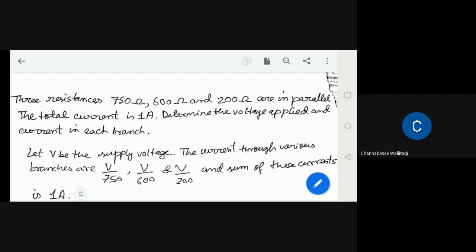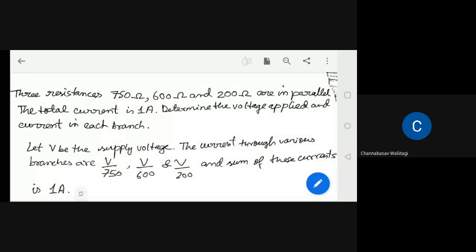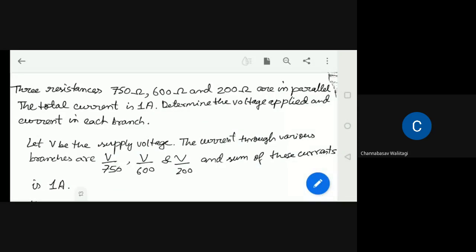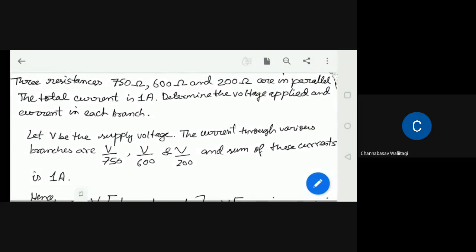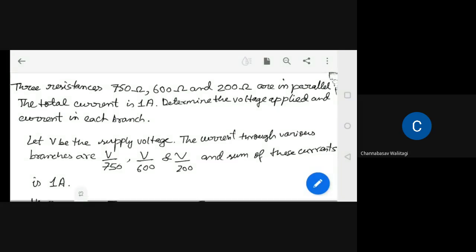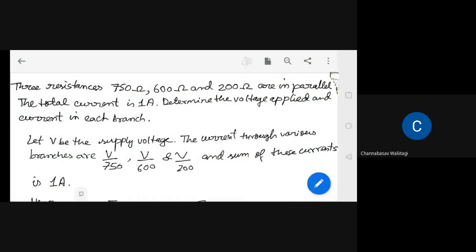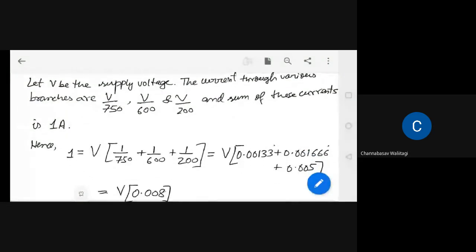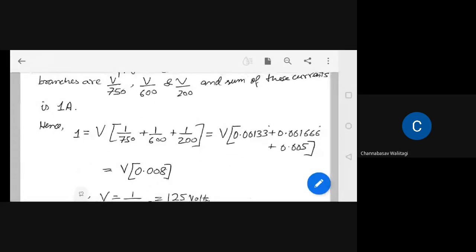The currents through the various branches, V by 750, V by 600, and V by 200, sum up to 1 ampere. Remember, these are not voltages, they are currents. Even though V appears, it doesn't mean it is volts. V by 750 is current I1, V by 600 is current I2, V by 200 is current I3. So I1 plus I2 plus I3 is equal to 1 ampere. This is how we get the equation.